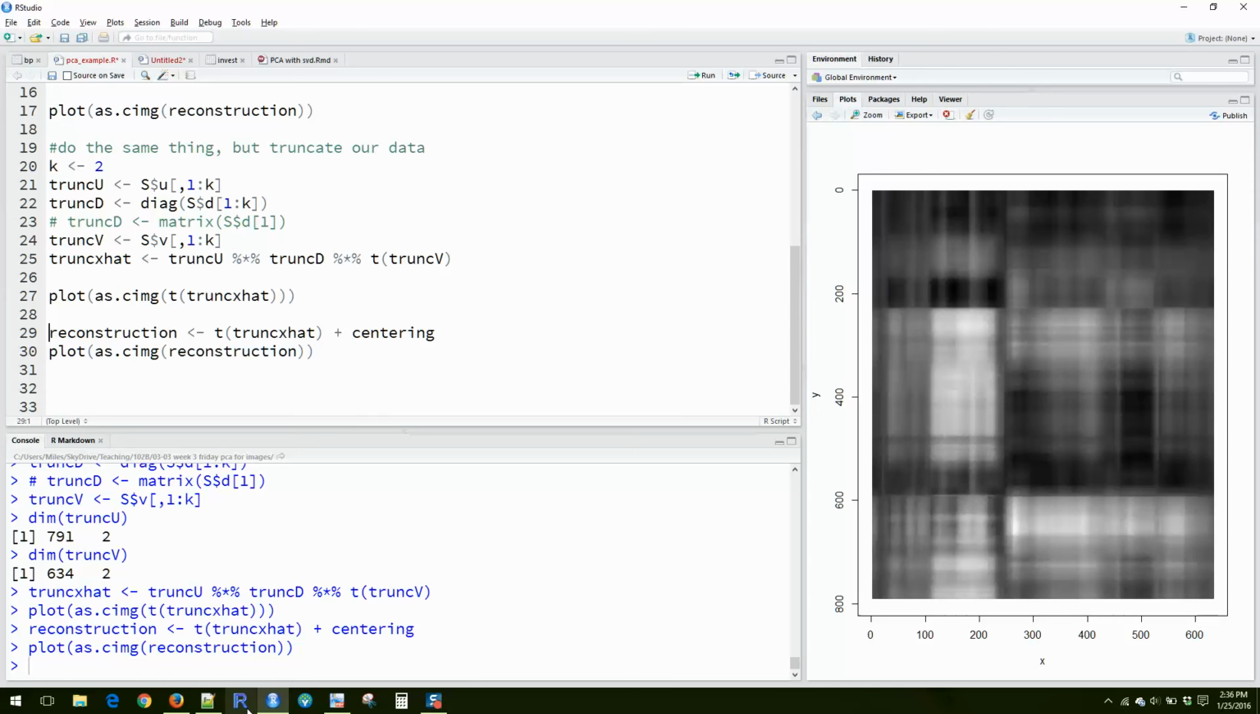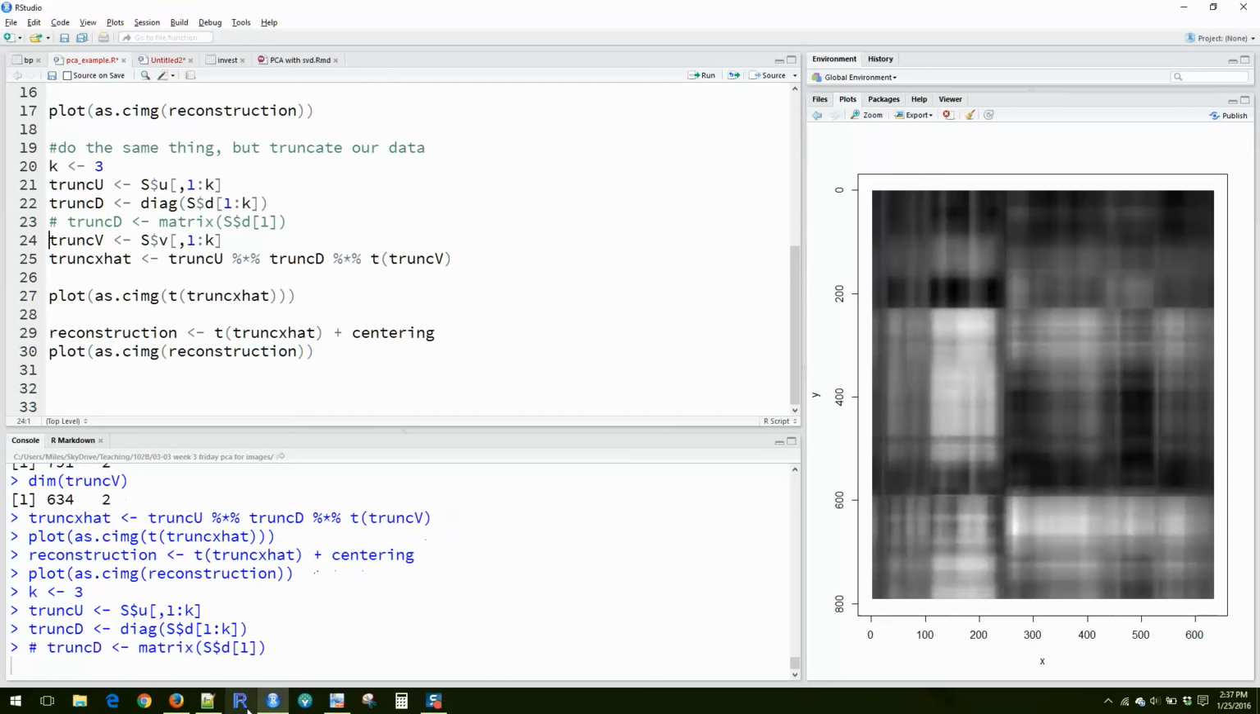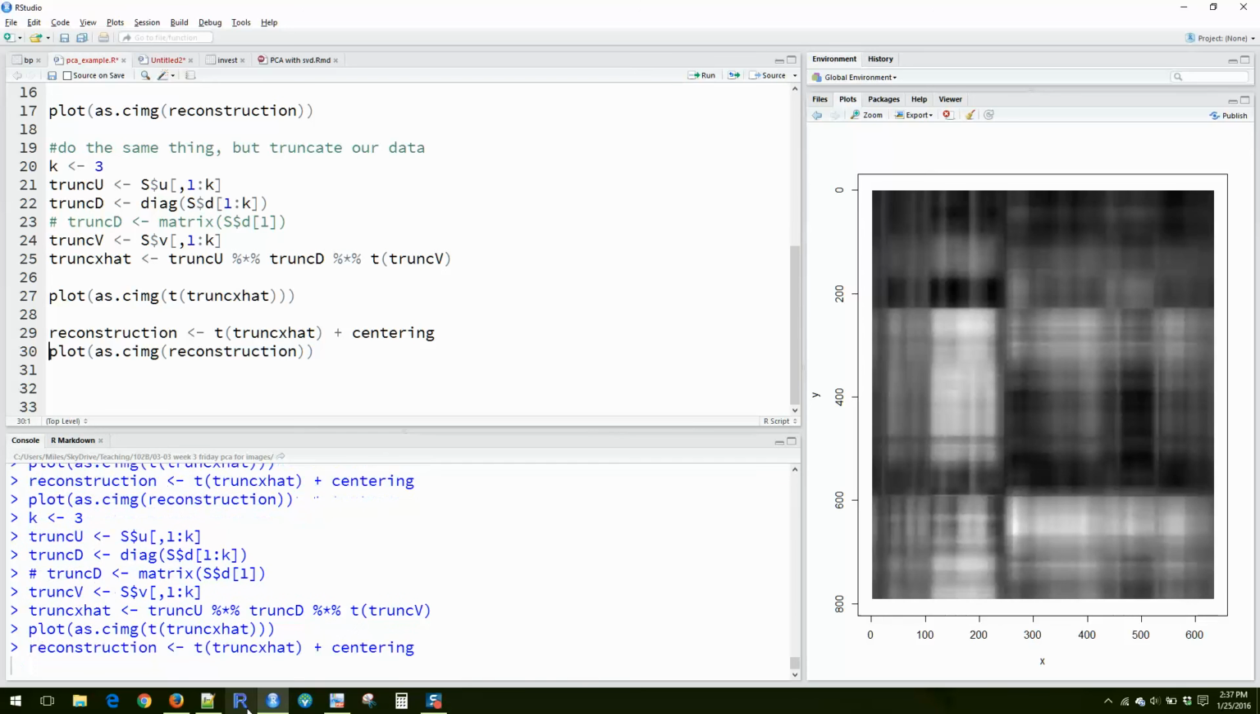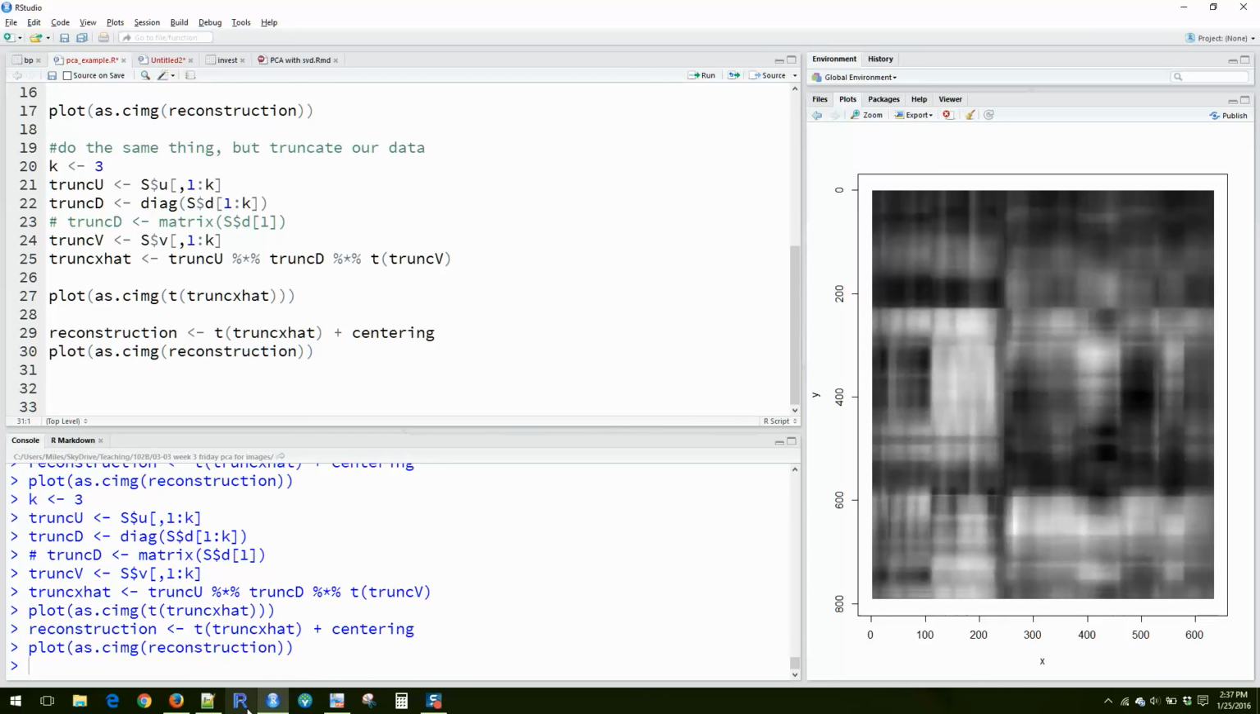But as I increase the number of principal components that I use, we'll start to see an image emerge, okay? And so keep in mind what I've done is we've reduced it from essentially 791 rows of 634 variables, okay, which is our matrix for the image. We've reduced it to 791 rows now of 3 variables.